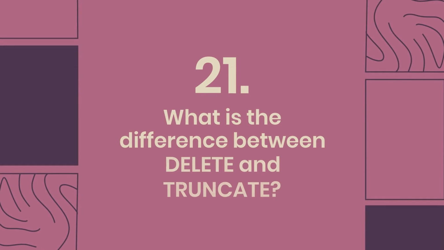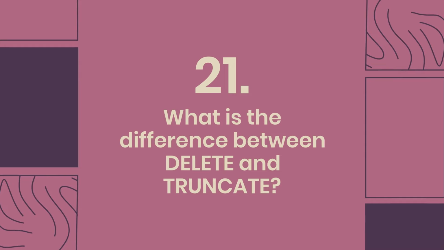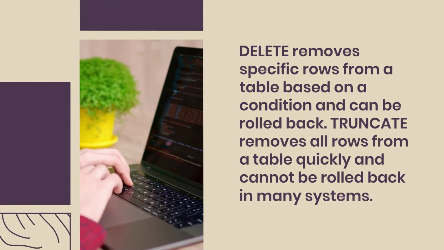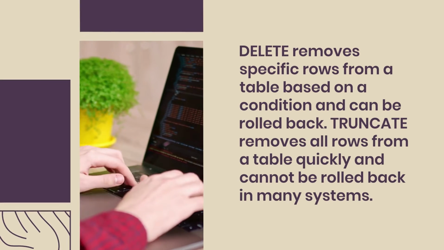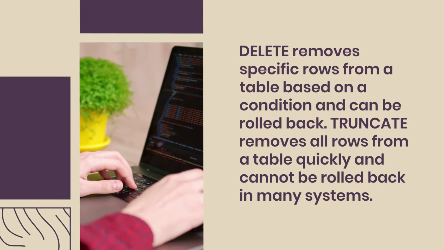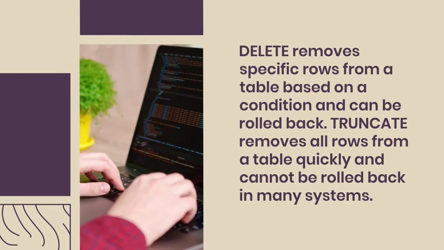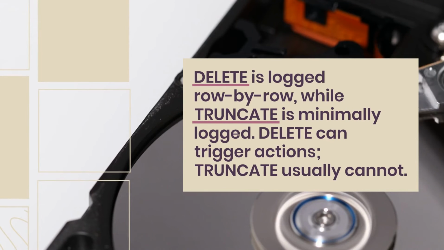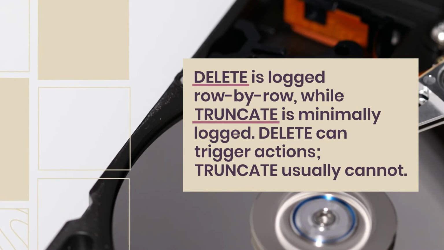21. What is the difference between delete and truncate? Delete removes specific rows from a table based on a condition and can be rolled back. Truncate removes all rows from a table quickly and cannot be rolled back in many systems. Delete is logged row by row, while truncate is minimally logged. Delete can trigger actions. Truncate usually cannot.